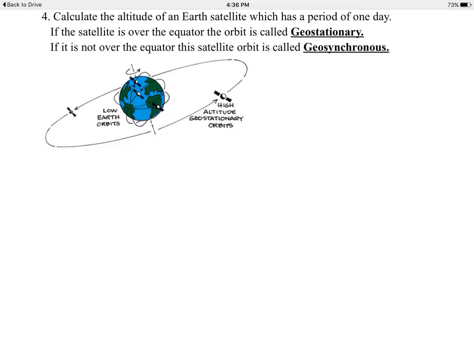Here's a good situation. Calculate the altitude of an Earth satellite which has a period of 1 day. This is advantageous, and it requires a high altitude orbit as pictured here. This is the one we're looking at out here. It's quite a ways from the Earth. You're going to find out that it's almost 1/10 of the way to the Moon.